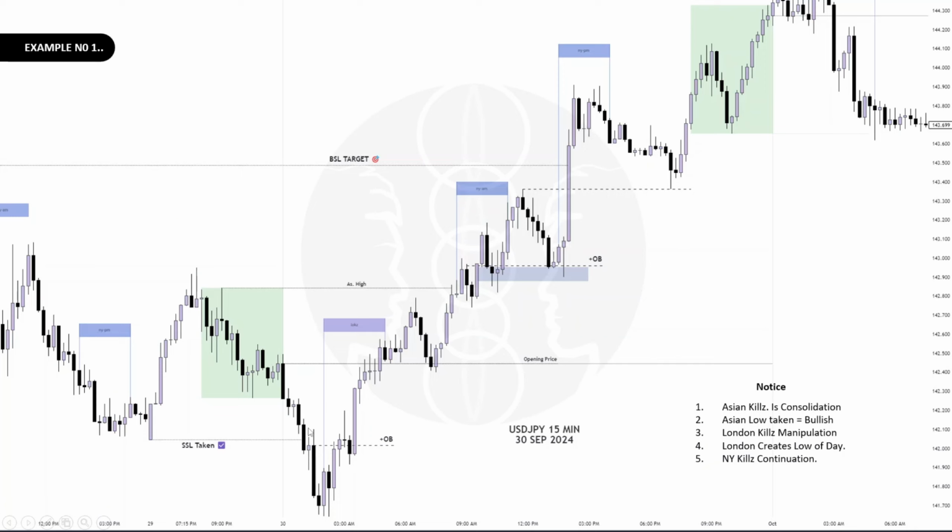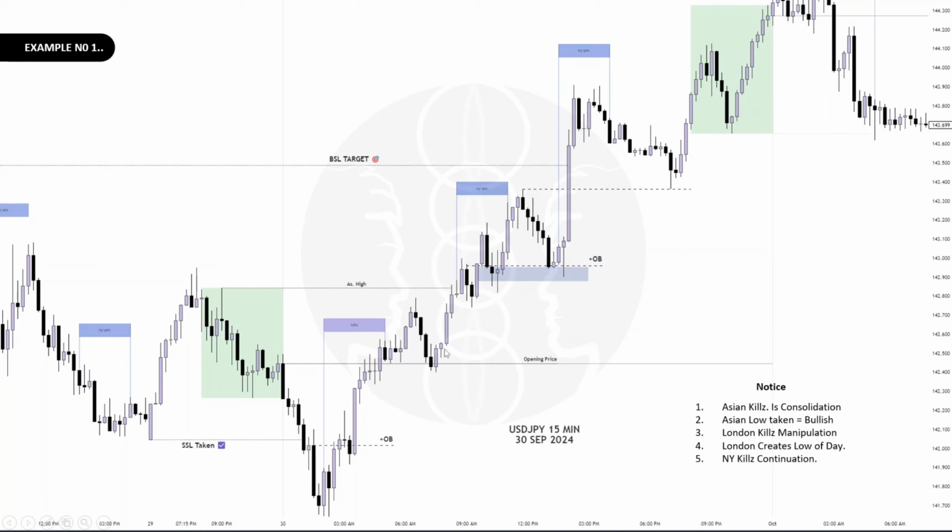After we break the swing high, you need to focus that we have created a low inside the London Killzone right here, and Asian Killzone is a consolidation. We took the low of Asian Killzone, which made this day bullish, and we also took this sell-side liquidity with the leg that created the low inside the London Killzone. Now this low is our daily low because it took the sell-side liquidity and Asian low inside the London Killzone.